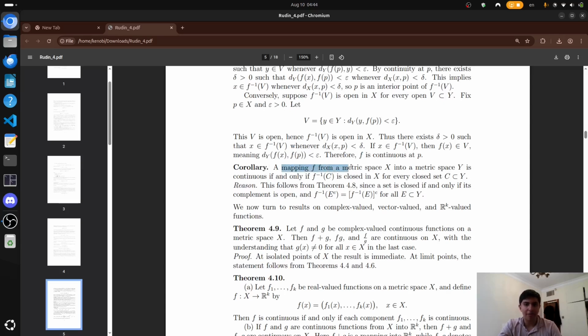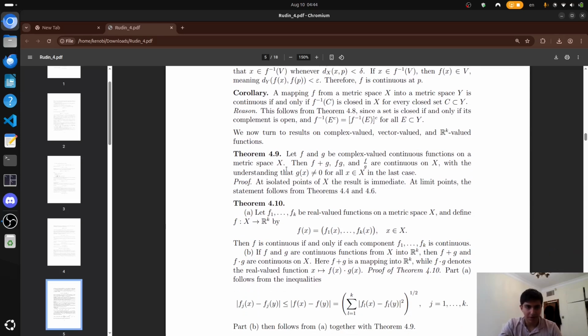A mapping f from a metric space x into a metric space y is continuous if and only if f inverse of c is closed in x for every closed set c in y. This is because taking the complement of the function is the same thing as taking the complement of the set of that function.